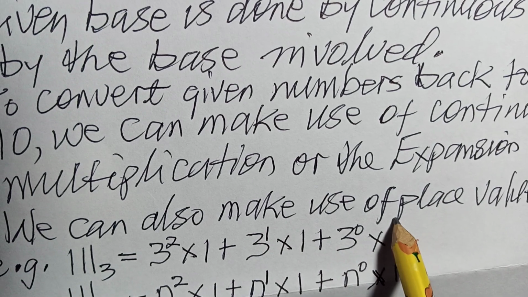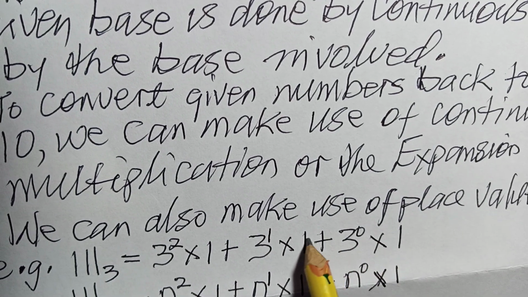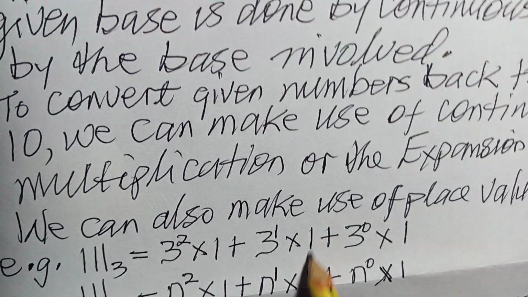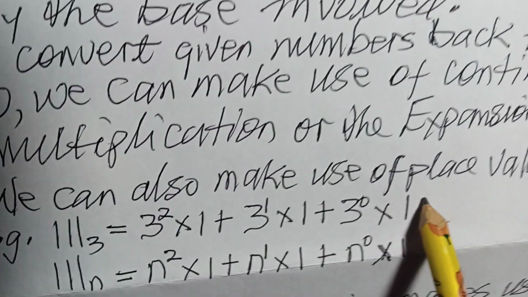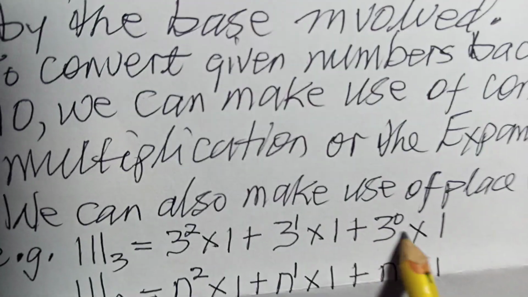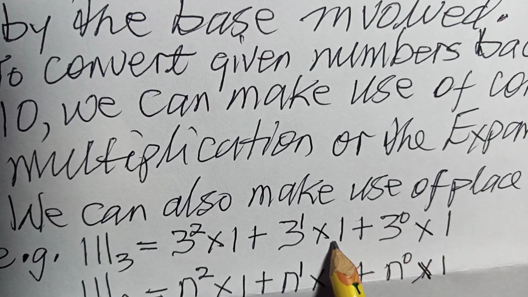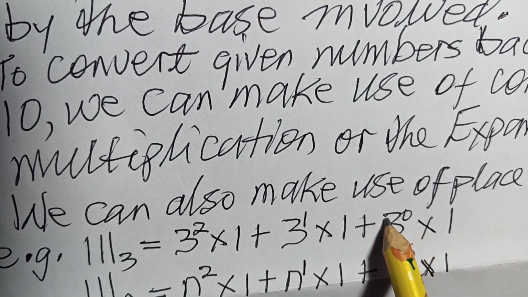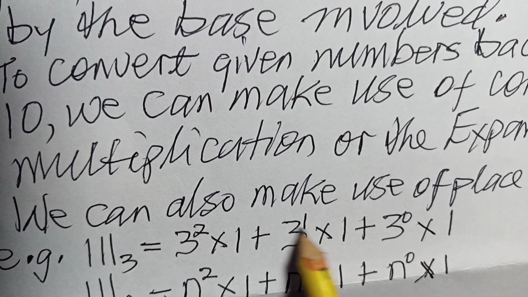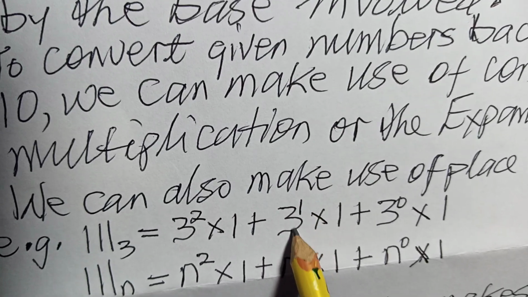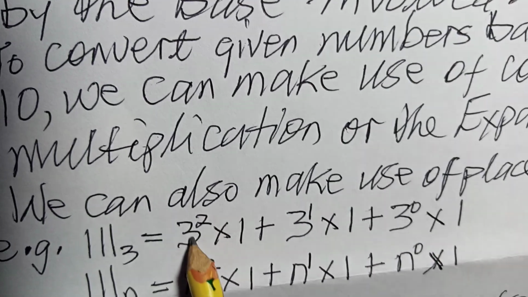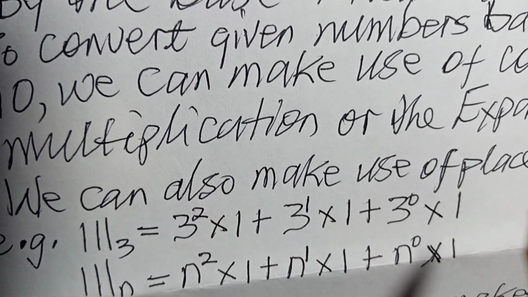Then here we are multiplying by 1, times 1, since it's 1, 1, 1. Remember that you need to start from the right to add the power numbers. 3 raised to power 0, 3 raised to power 1, and then 3 raised to power 2. If you start from the left, you may make a mistake.